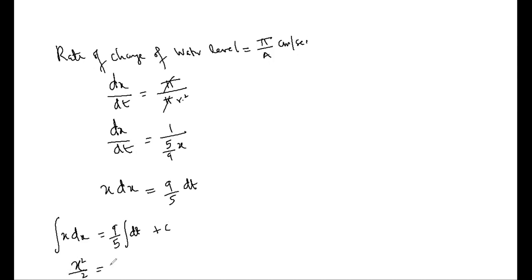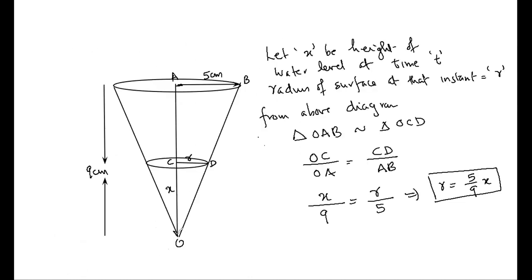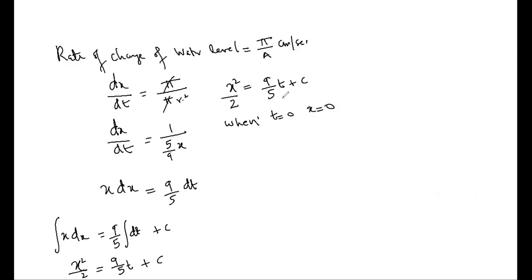So x square by 2 is 9 by 5 t plus c. When time is 0, the height x is also 0. Do you agree with the statement? Water is filling. When we started filling the water, when time is 0, there was no water in this vessel. So I can say when time is 0, x is 0. That is not given in the question. You need to understand yourself. So 0 is equal to 0 plus c. Therefore, c is 0. So now x square by 2 is 9 by 5 times t.